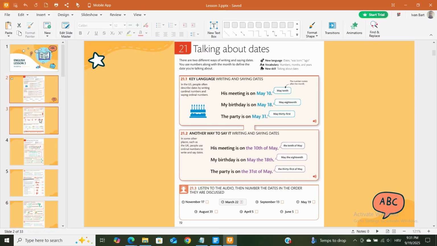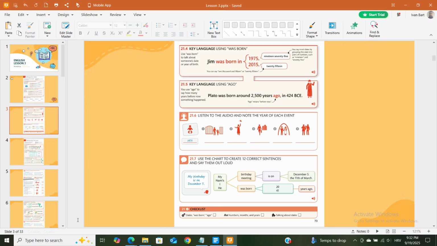21.4 Key language: using was born. Use was born to talk about someone's date or year of birth. Jim was born in 1975. You can say 2015 in two ways. You say most dates by grouping the date into pairs of numbers, such as 19 and 75.